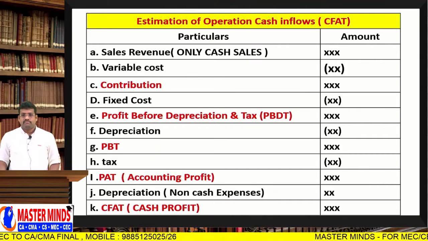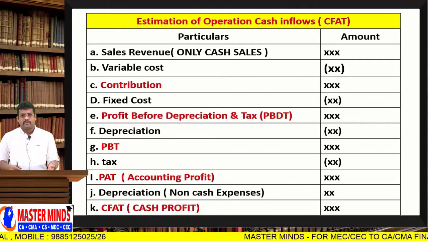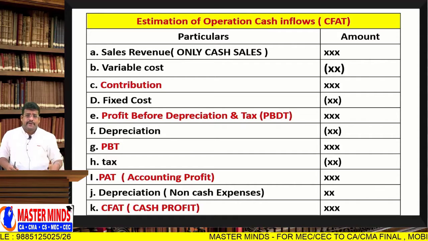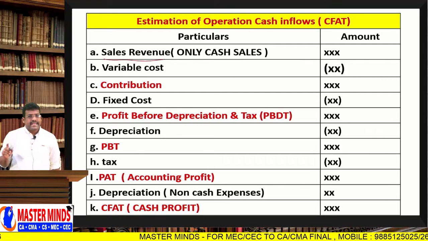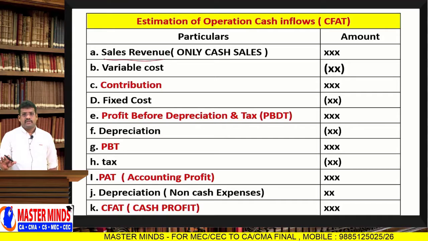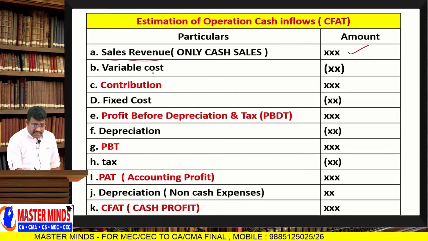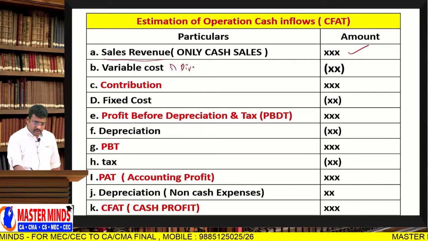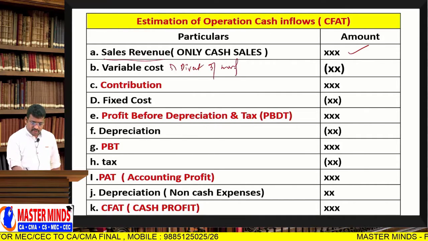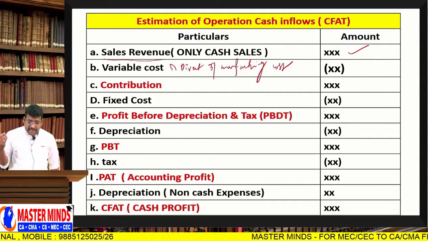Thereafter, operating cash inflow. So this is the wonderful operating cash inflow. Just now I told you why the title is given operating cash inflow. These are the cash inflows generated from the business operation itself. Here you see, operating cash inflow means you will have sales revenue first of all. Sir, can I take credit sales? No, you have to take only cash sales. From the sales revenue you deduct what? Variable cost, or you can say direct cost, or you can say manufacturing cost.